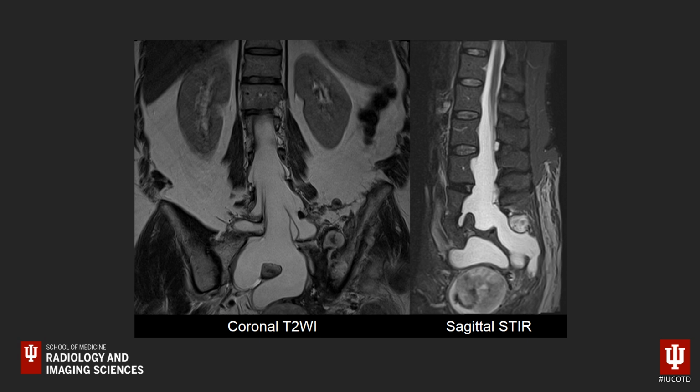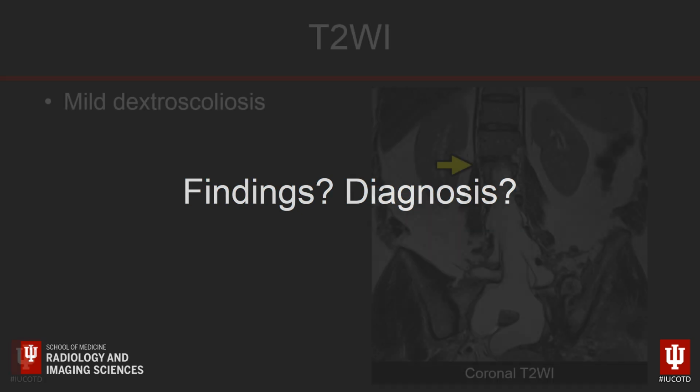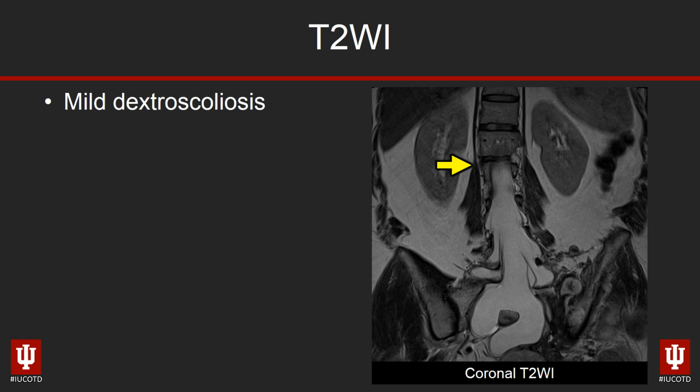So just two images to look at today. Image on the left is a coronal T2 weighted image. The image on the right is a sagittal STIR image. So take a look, figure out what you think might be happening here with this patient. All right, let's look at the imaging.